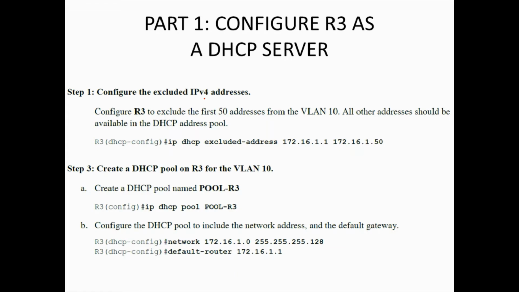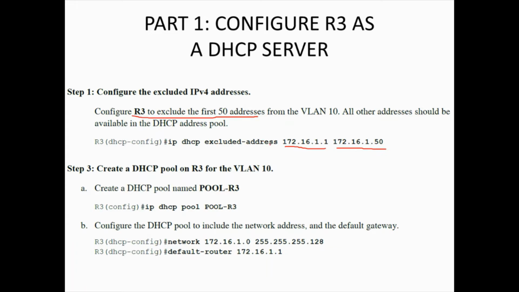So in this lab implementation, we will configure R3 to exclude the first 50 addresses from VLAN 10, which is the VLAN staff. What is the first usable IP address for VLAN staff? It is 192.168.1.1. So we count the first 50 addresses, giving the range starting from .1 until .50. So this is the range of IP addresses that we want to exclude.